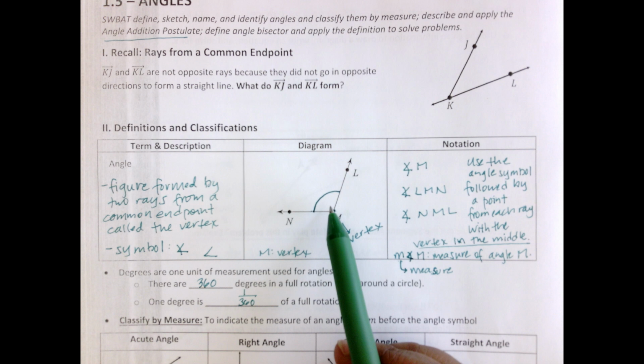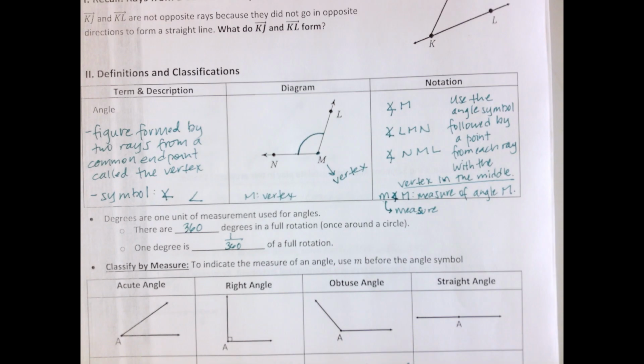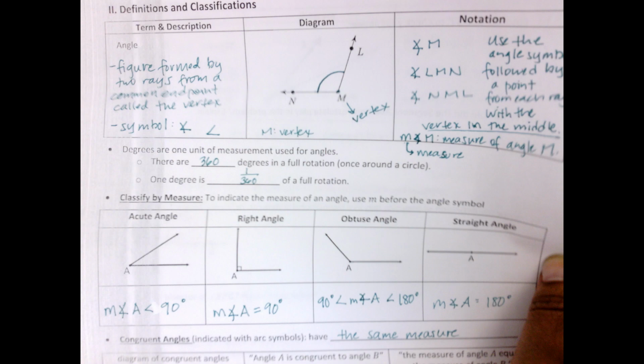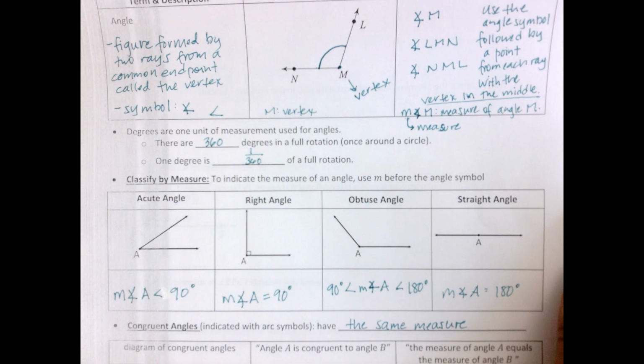This is not a full rotation. It is some part of that rotation. We don't know how much it is, but if we had a protractor, we could measure it. Classify by measure. So this should look a little familiar if you learned it in elementary or middle.